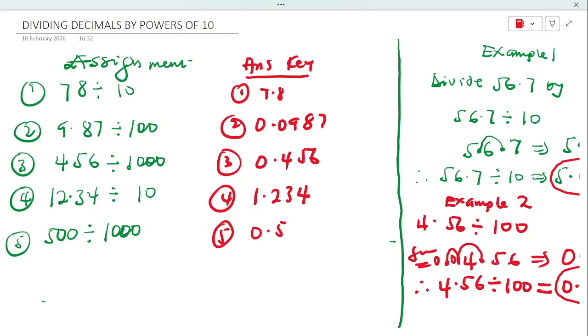Learners, you have now learned how to divide decimals by 10, by 100, and by 1000. And you have solved real-life problems. And then I encourage you to practice with examples until you feel confident.